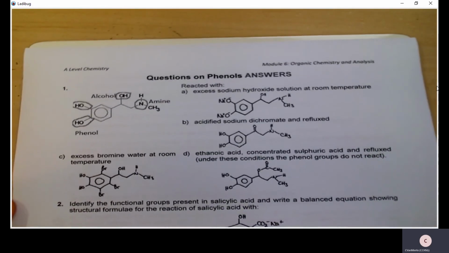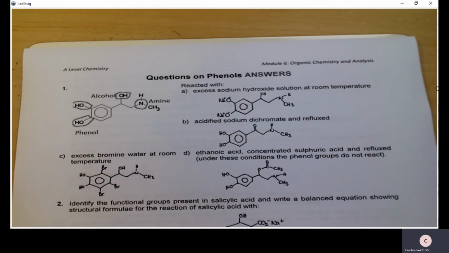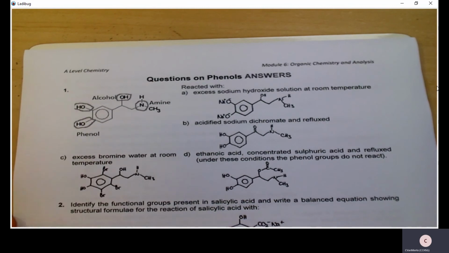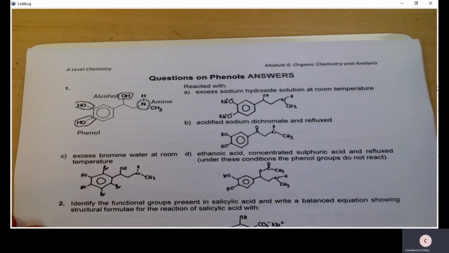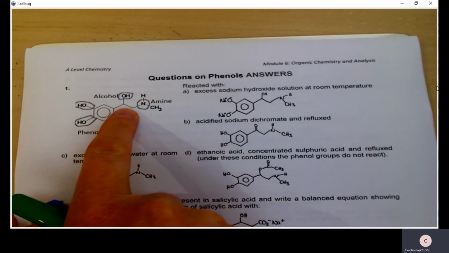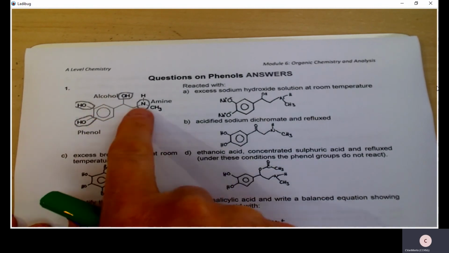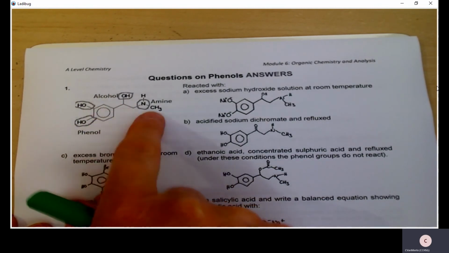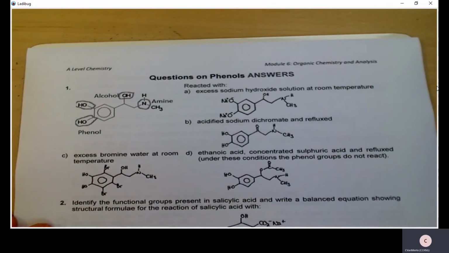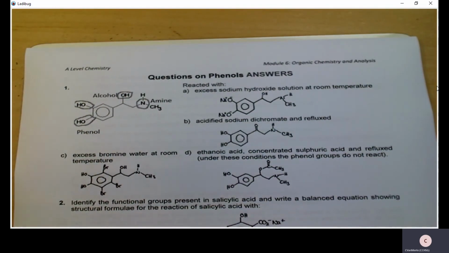So first question here. We want to be identifying the functional groups that we've got present, and then we're having a look at what we're going to produce when we react these with various different reagents. So functional groups to start with. We've got OHs directly bonded onto the benzene ring, so they're phenol groups. We've got an OH and a carbon chain, so that's an alcohol. And then we've got a nitrogen just with R groups around it, so just carbon containing chain or hydrogen. So we've got an amine there.